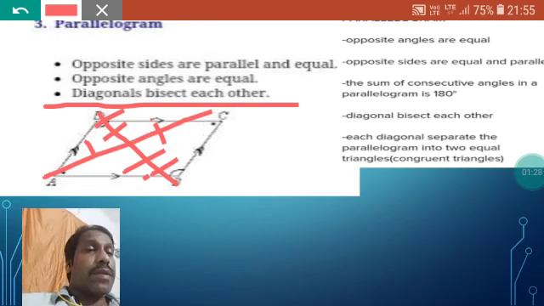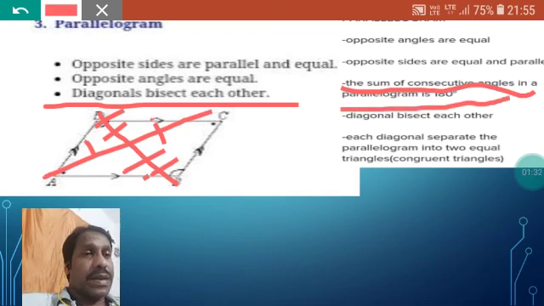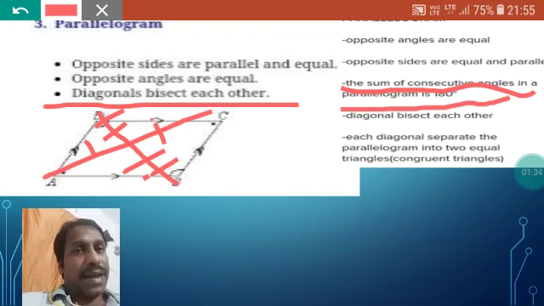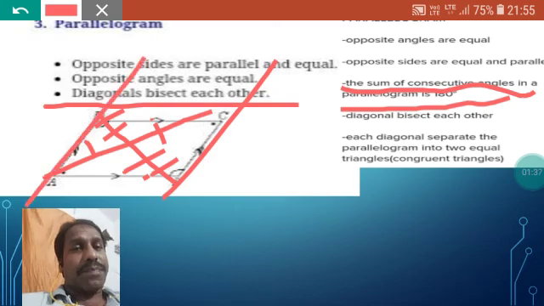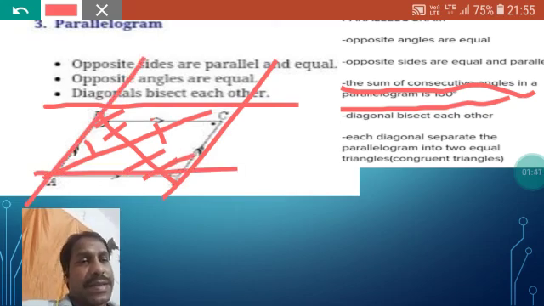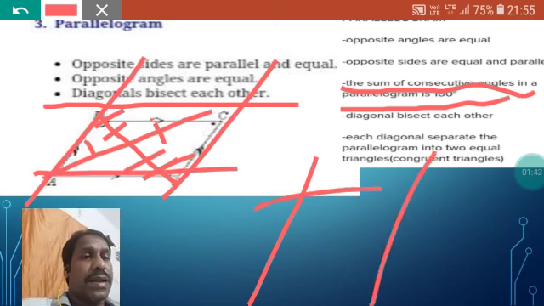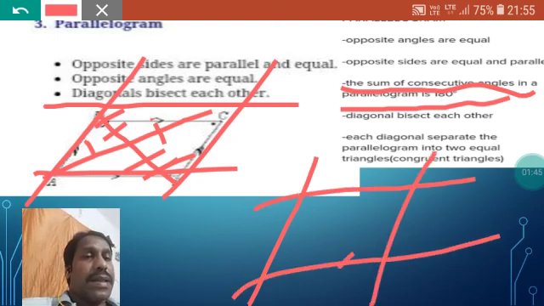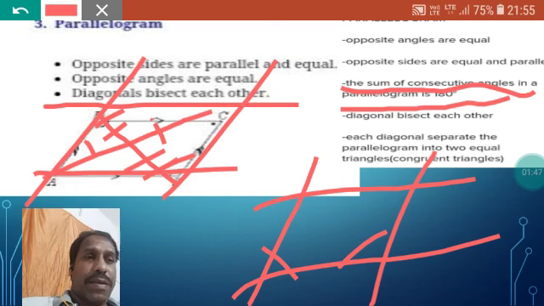One more is that the sum of the consecutive angles in a parallelogram is 180 degrees. Obviously, if these two lines are parallel, then the consecutive interior angle sums will be, this is called consecutive interior angles. You know that if this is a parallelogram, then this angle plus this angle will be equal to 180 degrees.